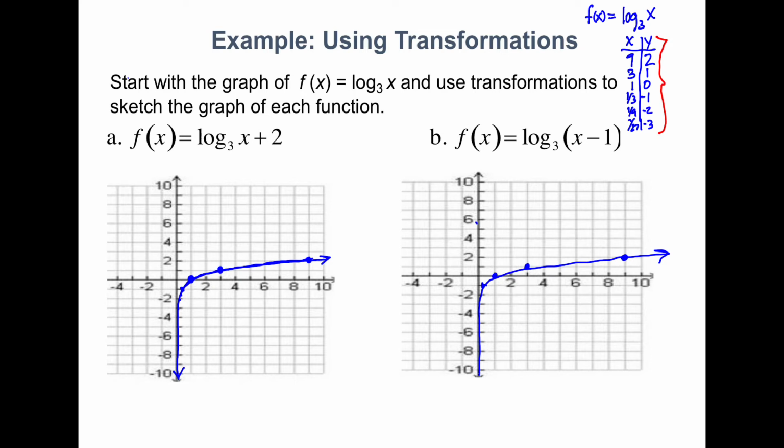this point here is at (1/3, -1). So if I shift that up 2 units, I'm at (1/3, 1). Here I'm at (1, 0), shifting that up 2 units. Here we're at (3, 1), so this would be at (3, 3). And here I'm at (9, 2), and move me up to (9, 4).